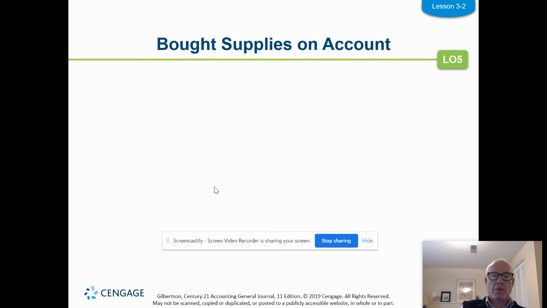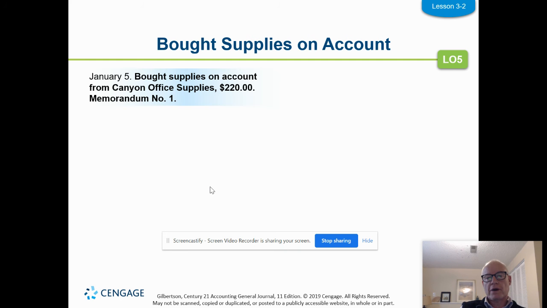Okay. Bought supplies on account. Now remember, when we say on account, think about, does somebody owe us or do we owe them? Well, if we bought something on account, we're going to owe them later. I know we've had some confusion with the difference between accounts payable and accounts receivable. Bought supplies on account from Canyon Office Supplies, $220.